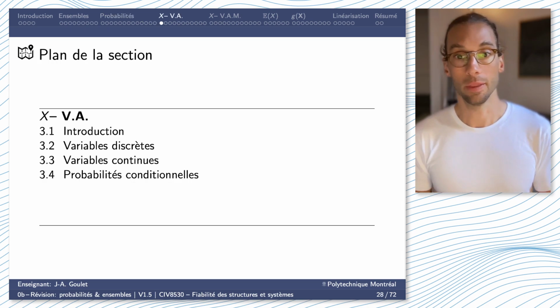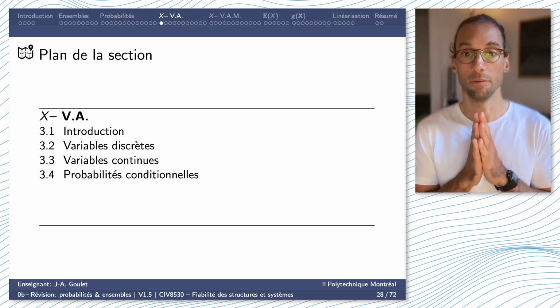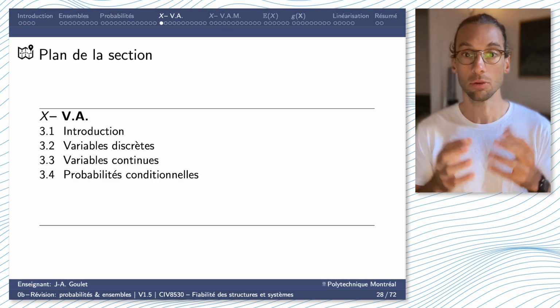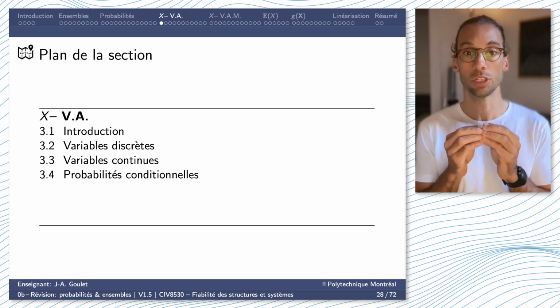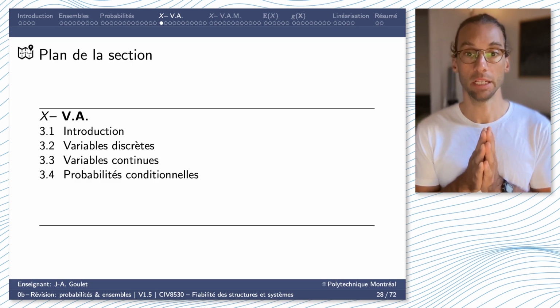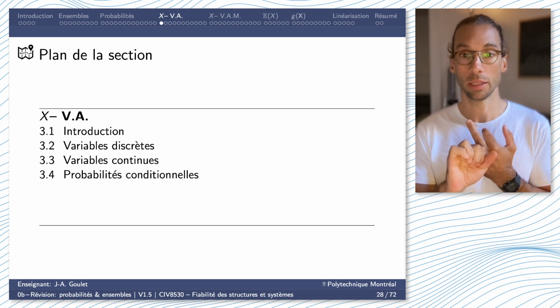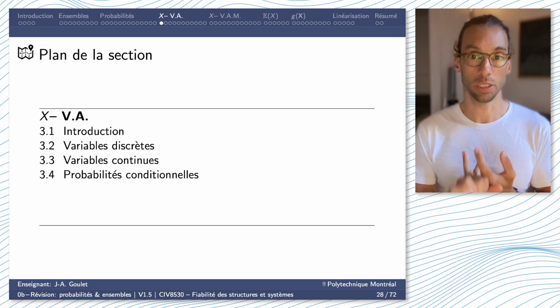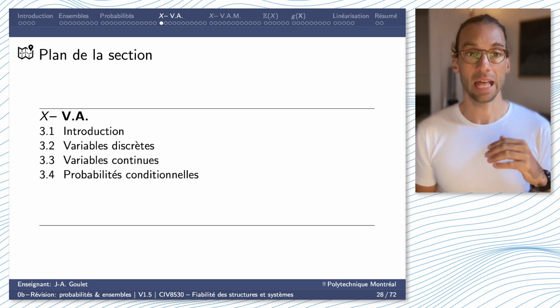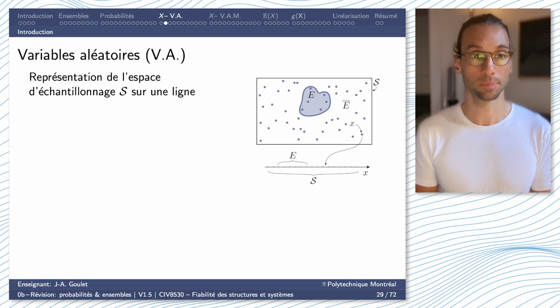Okay, so now we're going to look at random variables. These are really the tools we're going to use in the context of reliability theory. So we're going to look at an introduction. We're going to do two types of variable, either discrete or continuous. And we're going to look then at conditional probabilities.